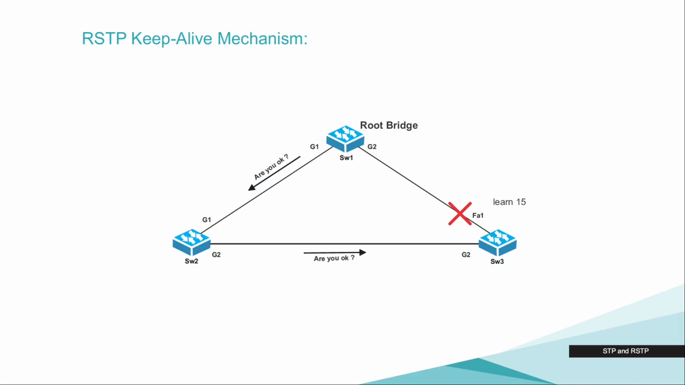Another big difference between the STP and the RSTP is that RSTP is using a keepalive mechanism. So instead of our switch waiting until the max age time passes in order to identify a topology change in our network, our switches will use the keepalive mechanism. And we can simply think of the keepalive mechanism as our switches sending a message, and this message is just checking if the network is stable or not.